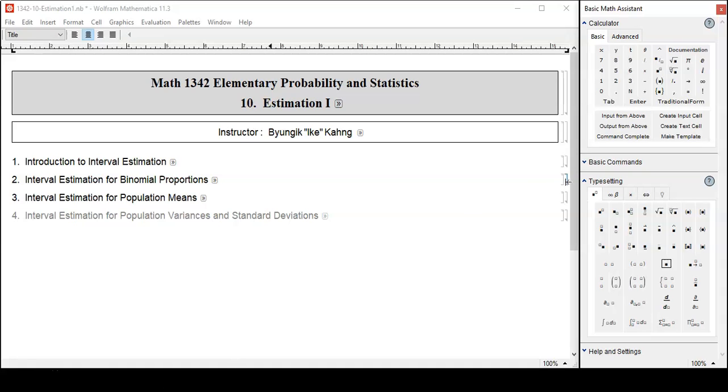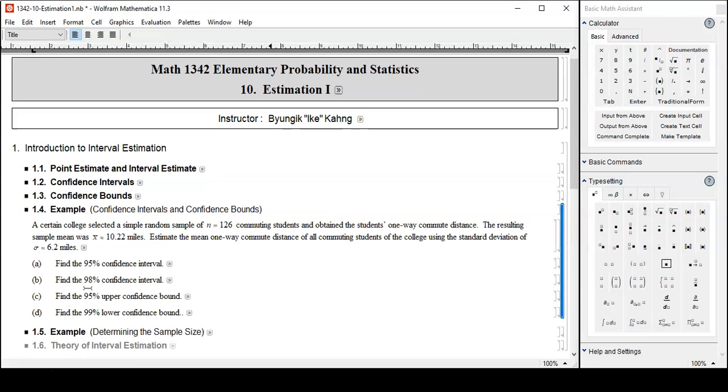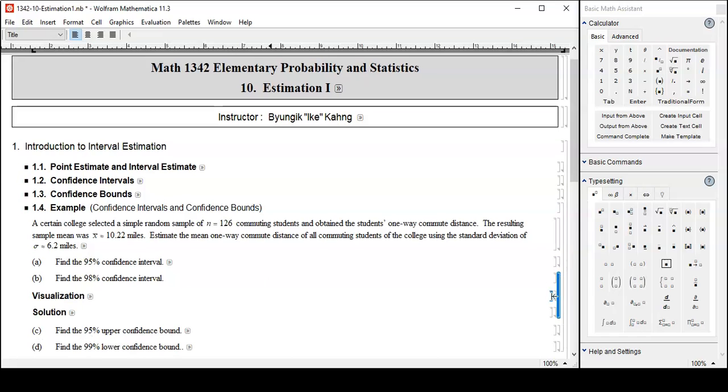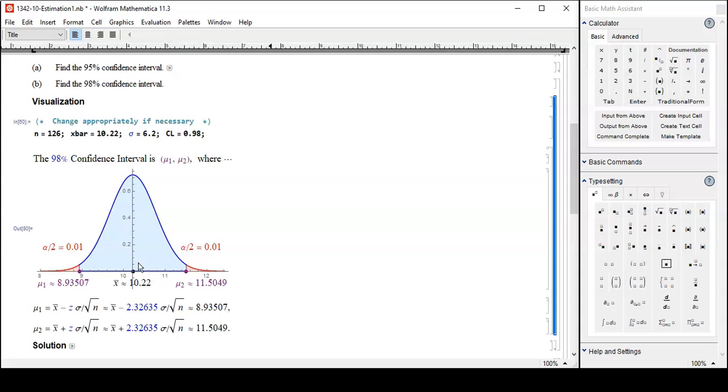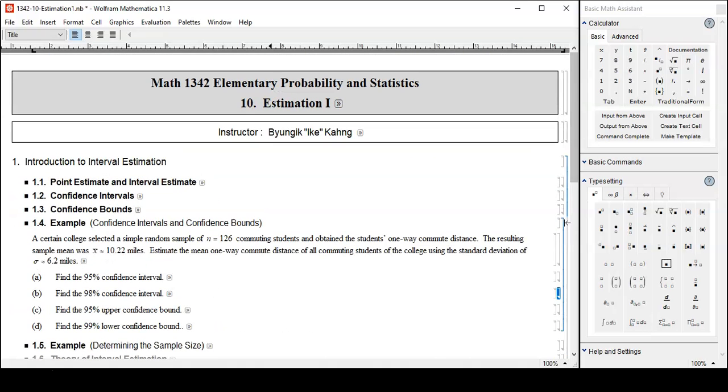Oh wait, one more thing. Yes, we have the second problem, the 98% confidence interval problem, which of course comes with a little bit fatter picture, but you can do pretty much the same way. This problem is left to the students. Part B, I mean.